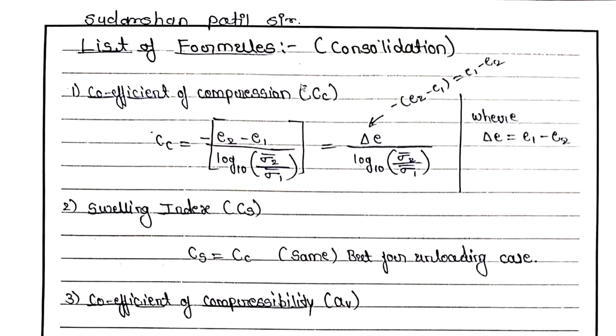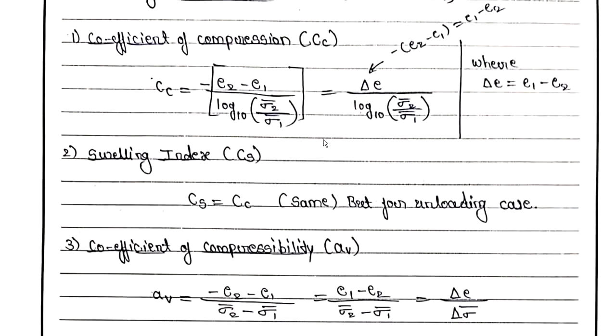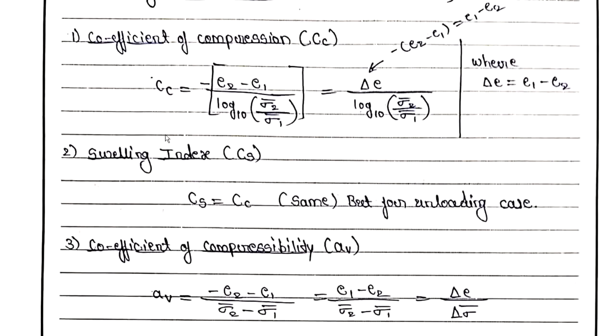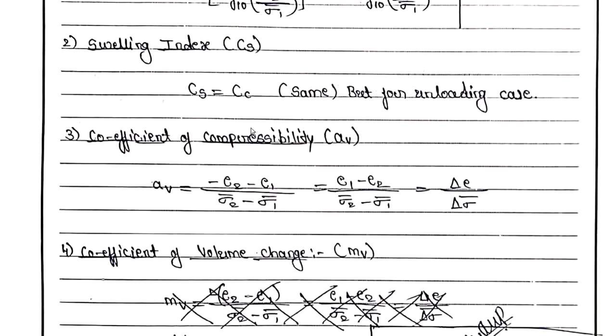First one is coefficient of compression, CC. CC is given as minus E2 minus E1 divided by log 10 to the base of sigma 2 dash divided by sigma 1 dash. Because of this minus sign I am just exchanging and taking it as E1 minus E2, so I can say delta E is equal to E1 minus E2. So this is coefficient of compression. Swelling index: the formula will remain exactly the same, but only the unloading part of the curve we have to consider. So this is the formula for swelling index.